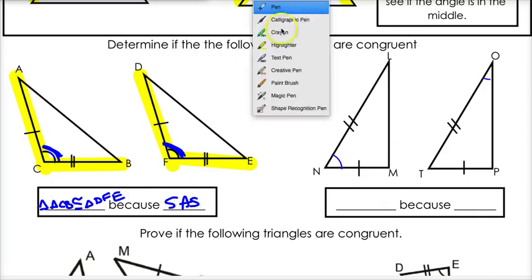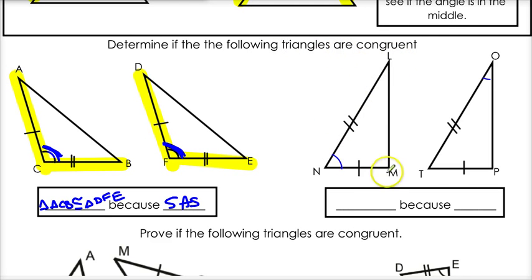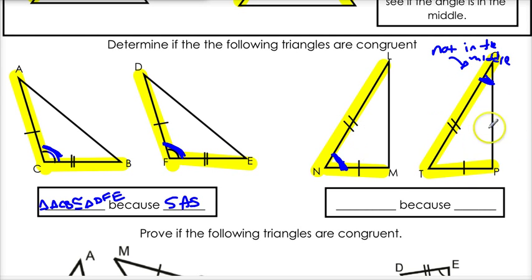Let's try this again. In this case, I know that NM is congruent to TP, and I know NL is congruent to TO. Now, this angle is over here, and this angle is over here. If you look here, this angle is in the middle of those two sides. See how it's in the middle? You have the side, side, and this is in the middle. This angle isn't in the middle, right? It's up top. Because it's not in the middle, I can't use side, angle, side congruence.